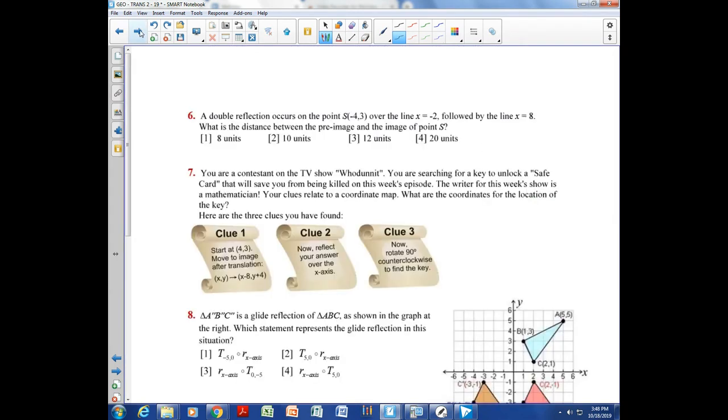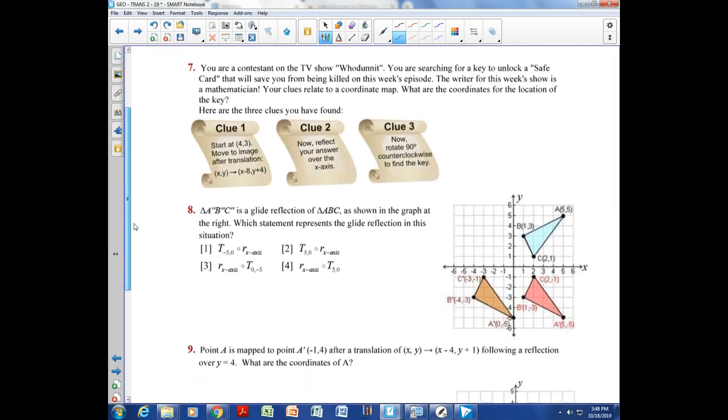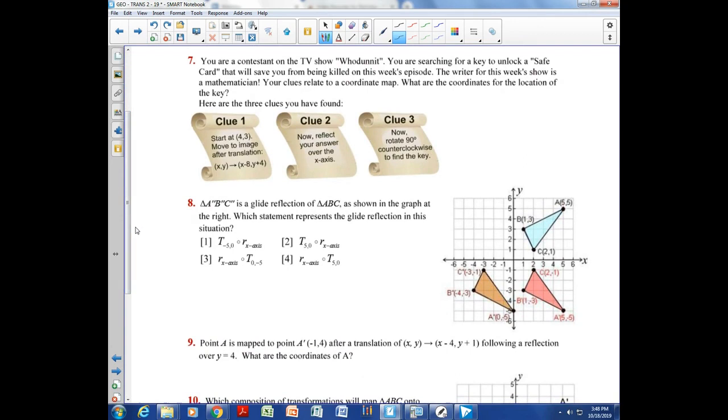Okay, let's just see if there's anything else that I could just help you with. I want you to do some of this on your own, but I'm just going to take number 7 and translate this question into a composition. They're asking you to take a point 4, 3, and they want you to move it on a translation of -8, 4. And then they want you to reflect it over the x-axis. And then they want you to rotate that 90 degrees.